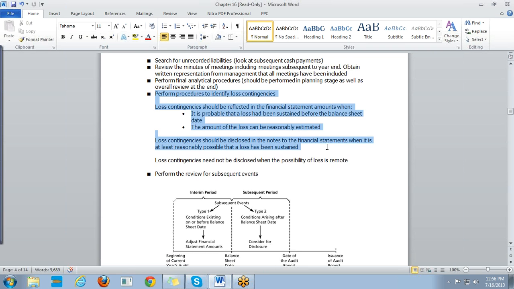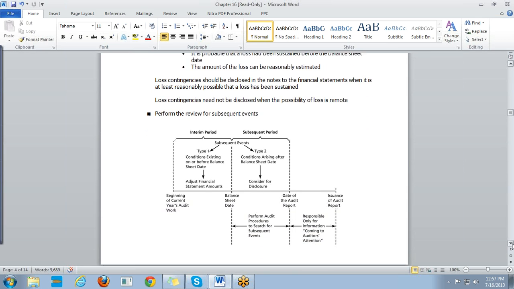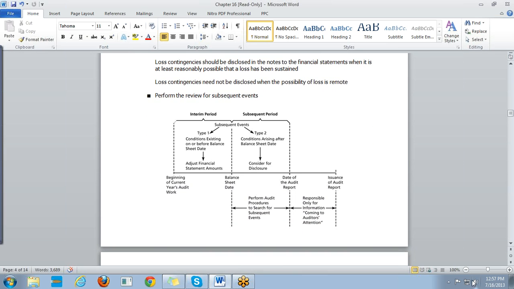These rules are important for disclosure of contingencies because you're going to see some questions on multiple choice. Then we're going to discuss subsequent events and what you are responsible for as an auditor. Conditions existing before the balance sheet date that you find out about subsequently, you will need to adjust the financial statements. Conditions arising after the balance sheet date, you will have to consider what kind of disclosures you need to make. Date of the audit report.